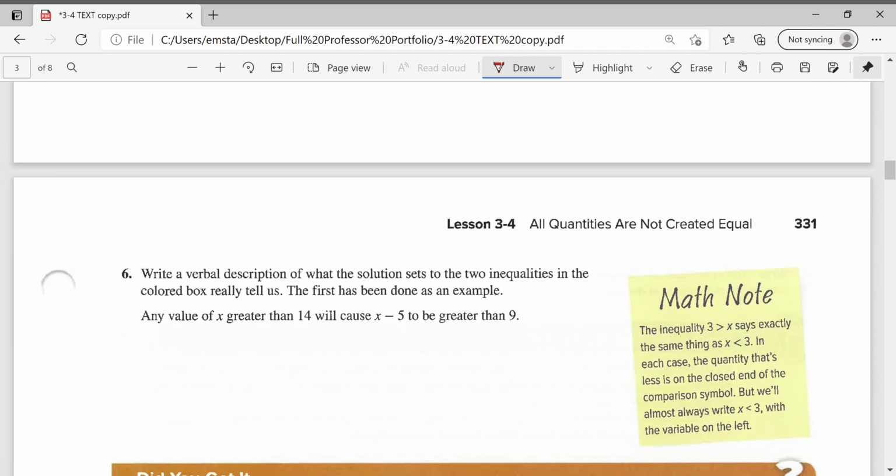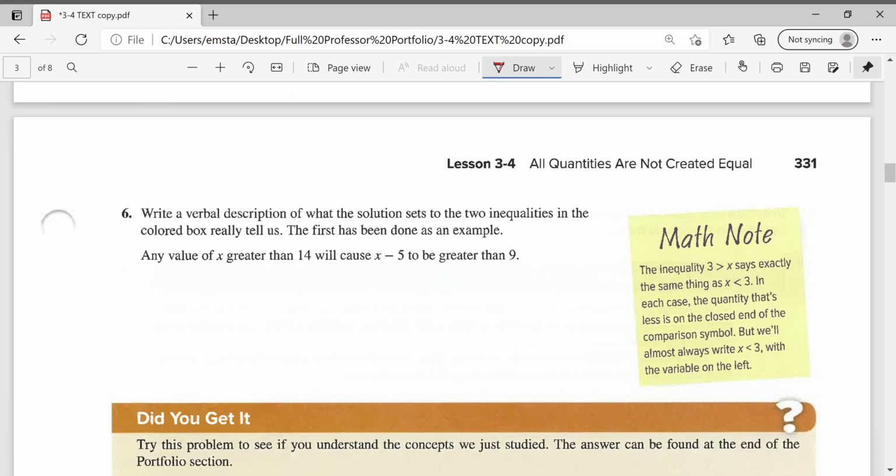Number 6 says write a verbal description of what the solution sets to the two inequalities in the colored box really tell us. So they do the first example. Any value of x greater than 14 will cause x minus 5 to be greater than 9. For the second one, any value less than or equal to -6 will cause t plus 11 to be less than or equal to 5. So just writing out verbally what we did in the purple box.